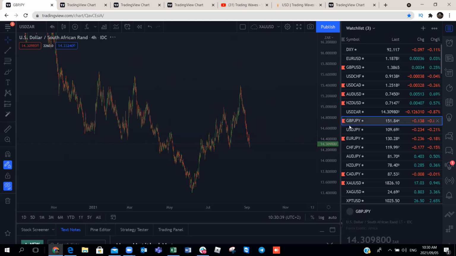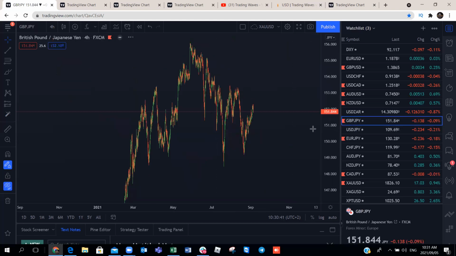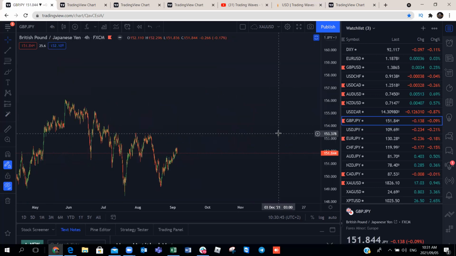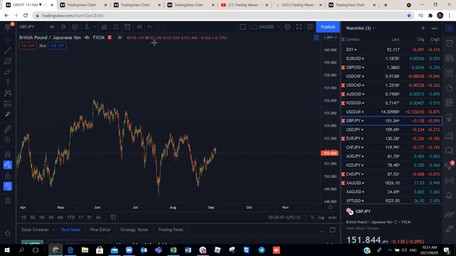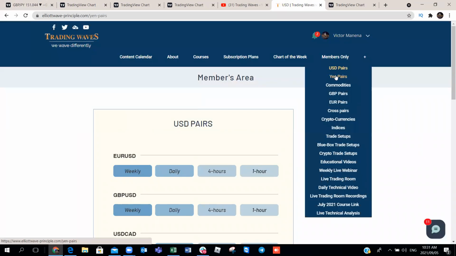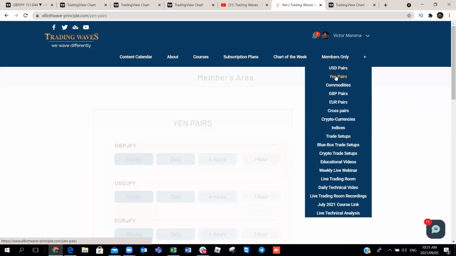Right, pound yen. Let's have a look here. Again, I'm just going to show you the structures on the website on pound yen. Let's go to the yen pairs. These are all the charts that members get right before the moves. Let's have a look at pound yen. You saw this one under trade setups. Let's go to the 4-hour.